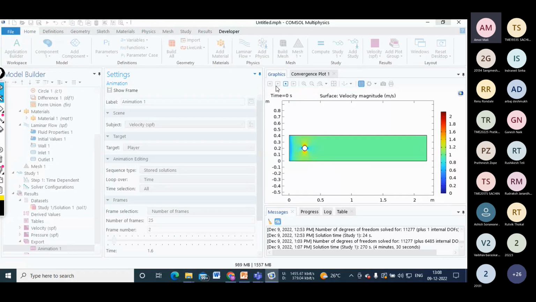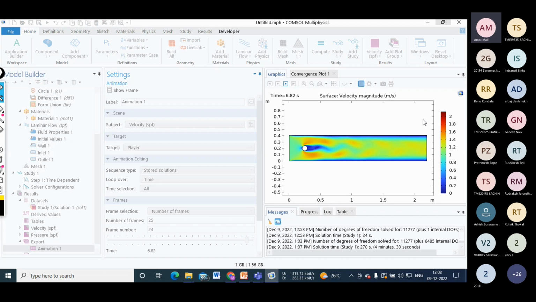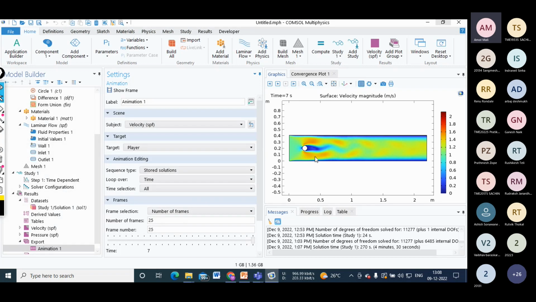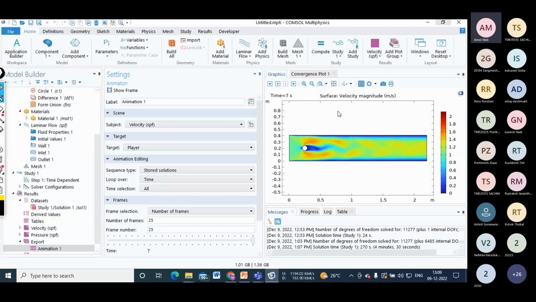Actually, initially I have given the less time step, and after that the flow of the fluid will get stable. So here, as you can see, I have provided the impact, and after that the flow of the fluid is getting stable, because I have provided more time step, meaning we provided more time for its stability. Okay. So this is the simulation of the laminar flow by using the time dependent study.